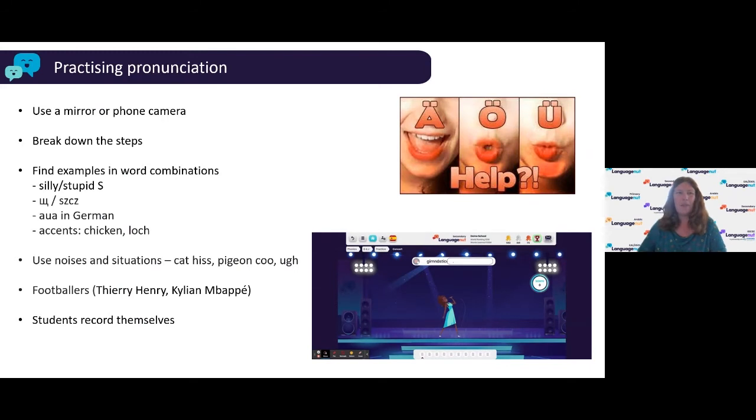Okay, next stage, we're looking at practicing pronunciation. So that's once they've heard the difference, can they then replicate the word, the sound? So what I used to do a lot was use mirrors. I bulk bought a bunch of mirrors, although these days, frankly, phone cameras, if they are allowed phones in school, that can be really useful as well.